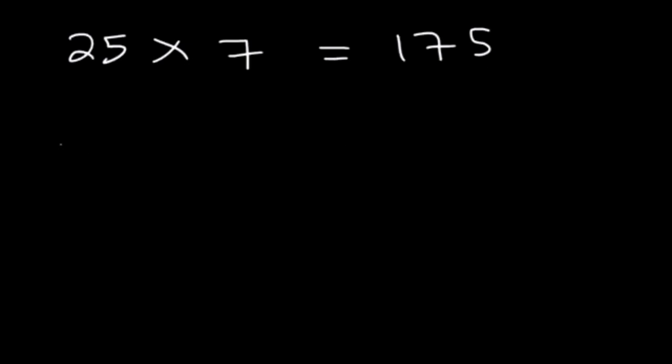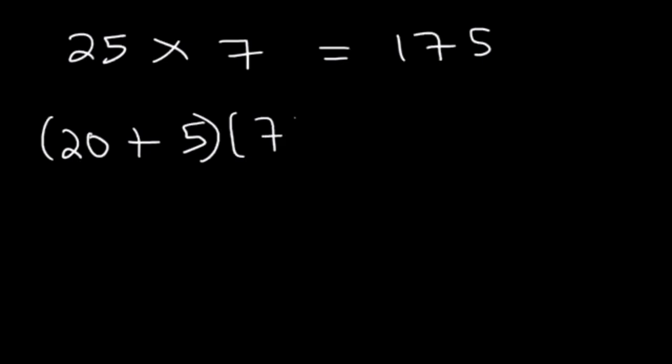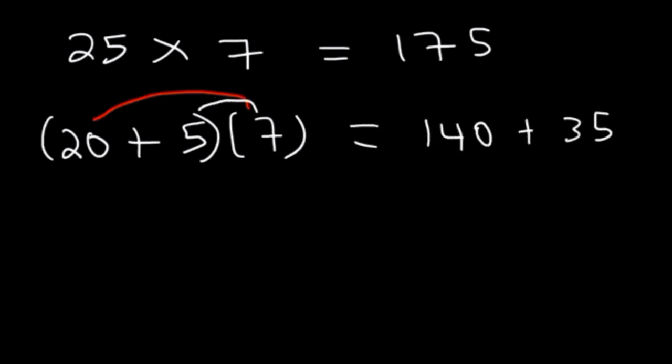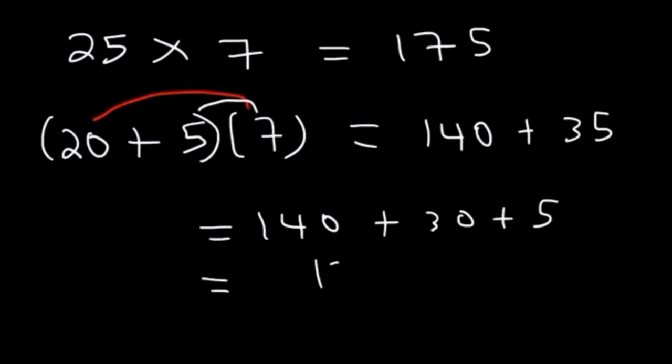Now let's confirm it. 25, we could break it down into 20 plus 5. And now let's multiply it by 7. So what is 7 times 20? Well, we know 7 $20 bills is $140. And 7 times 2 is 14. If you add the 0, you're going to get 140. And then 7 times 5 is 35. So now, if we want to add 140 plus 35, you could break it down like this. 35 is 30 plus 5. 140 plus 30 is 170. And then add 5, you get 175.